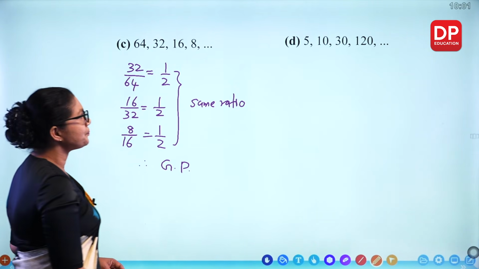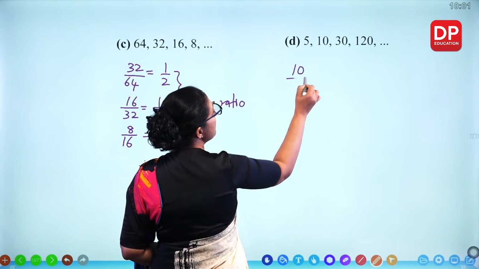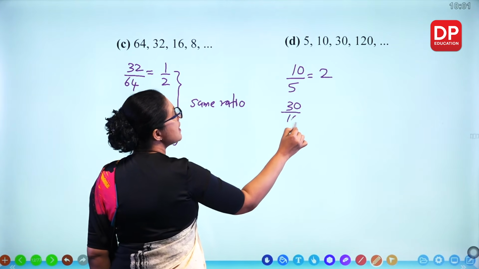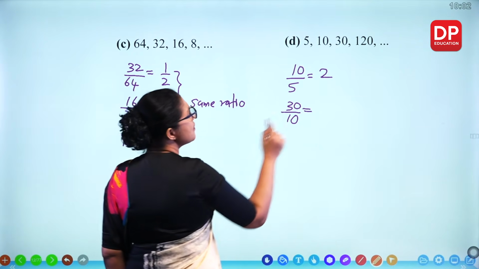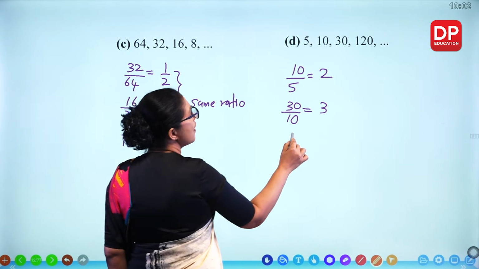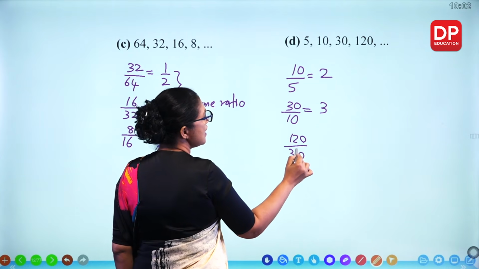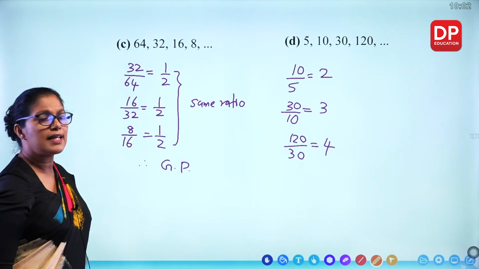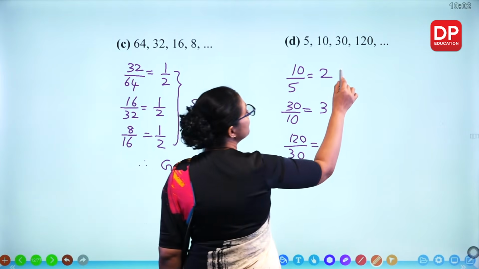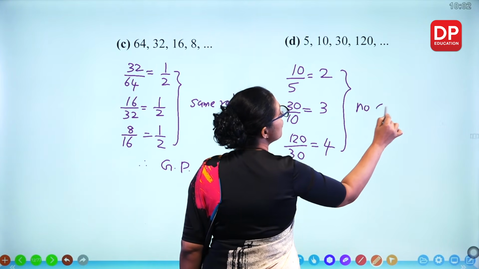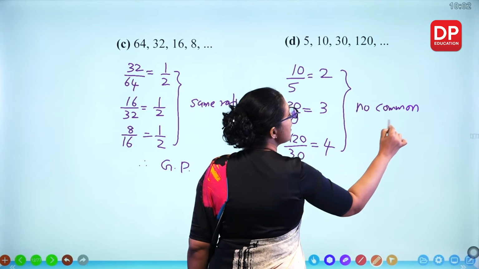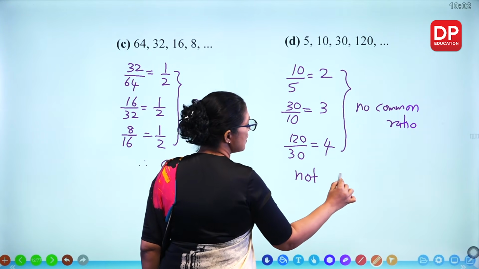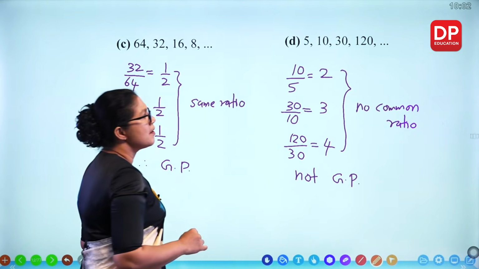Look at this one. Any term divided by its previous term. If you take 30 divided by 10, you get 3 now. 120 divided by 30, you get 4. You are not getting the same ratio. No common ratio. Not a geometric progression.